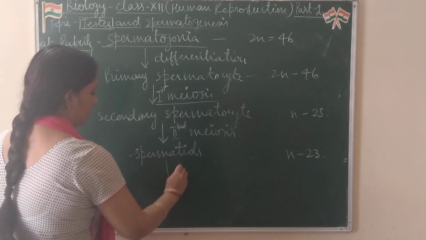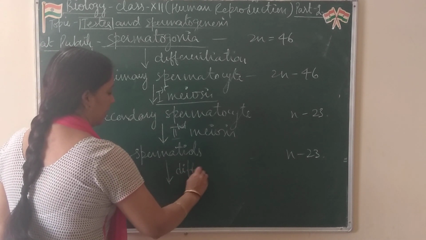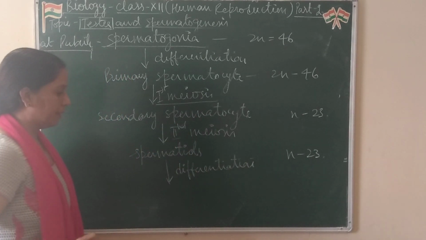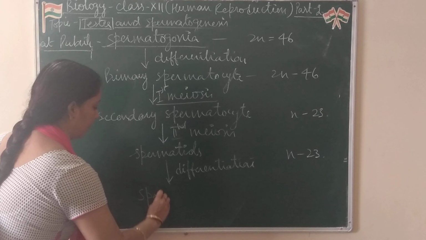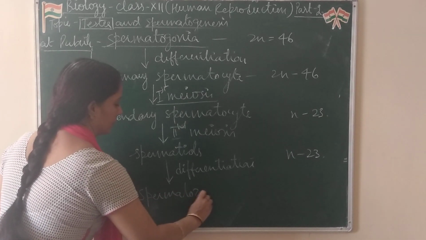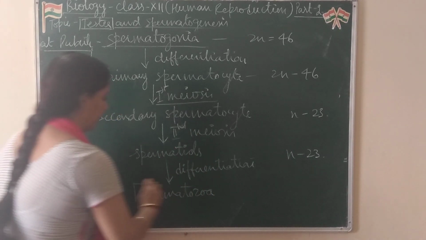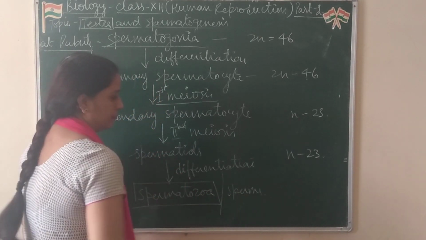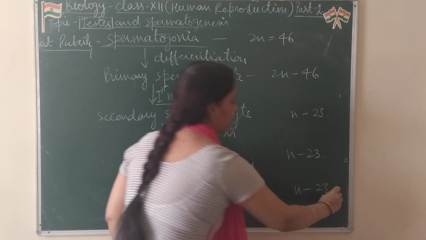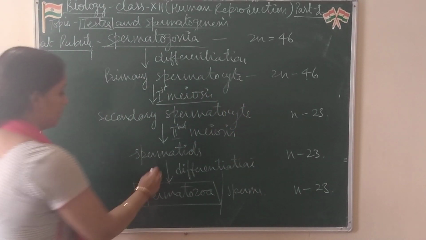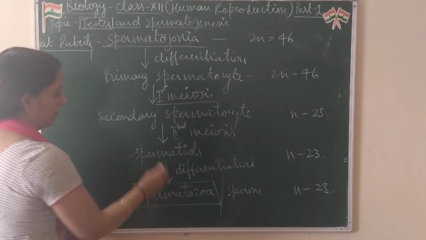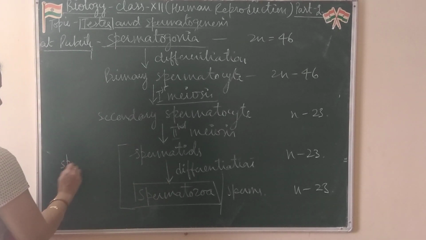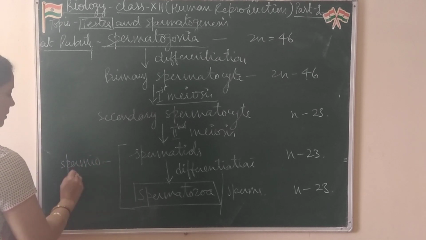Now this spermatid undergoes differentiation, or we can say the maturation phase, and forms spermatozoa. These spermatozoa are also called sperms. They also contain 23 chromosomes. This process of transformation from spermatids to spermatozoa is called spermiogenesis.